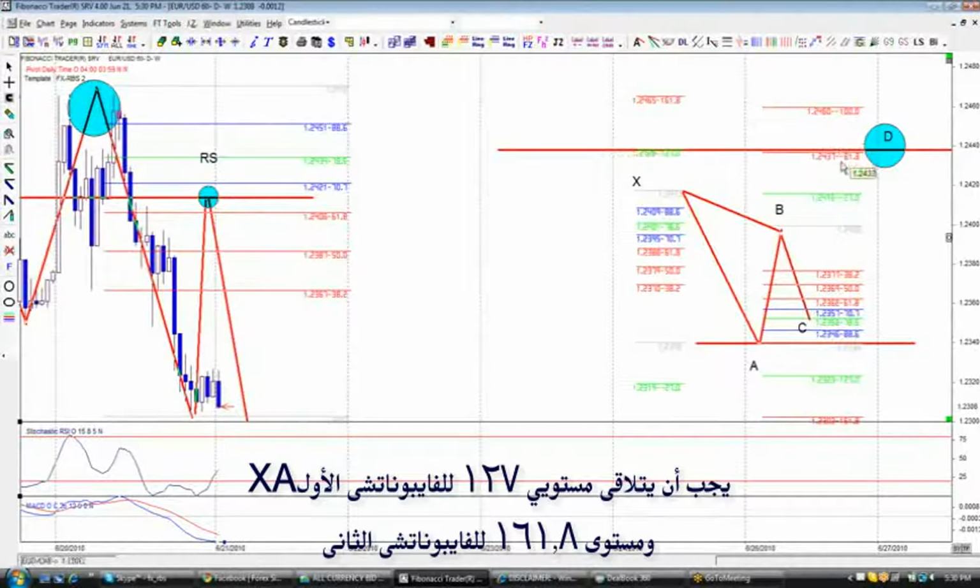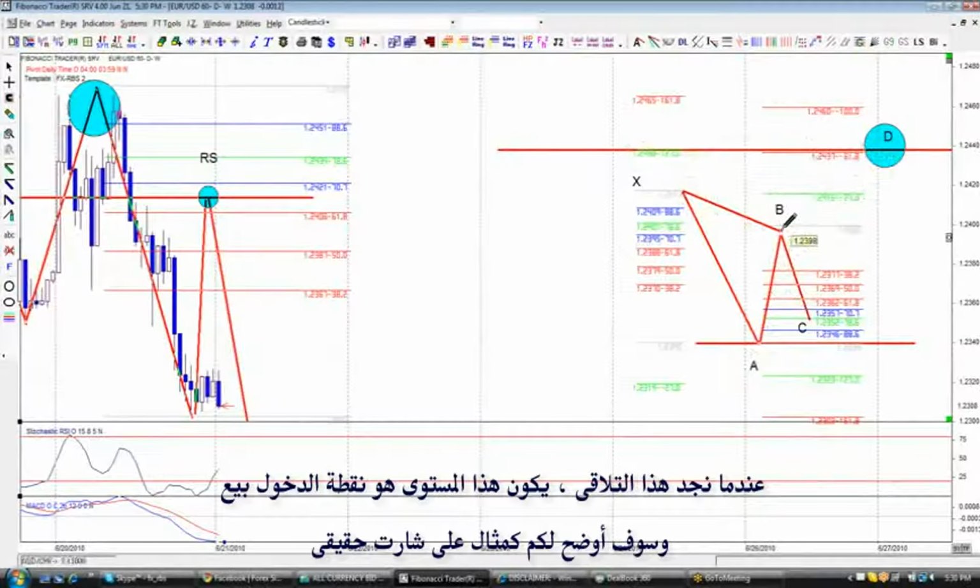Then we must have convergence of the 127 and 1618. 127 is extension from the main swing XA, and 1618 is extension of the subswing. 1618 for the subswing, 127 for the main swing. When we have this convergence, then this convergence becomes the sell entry.